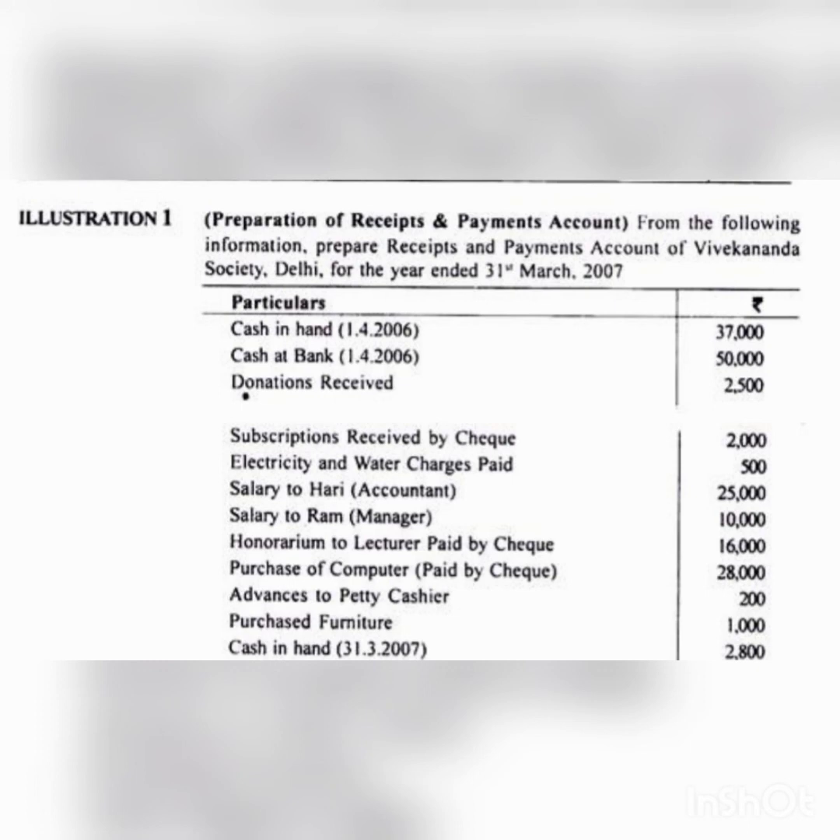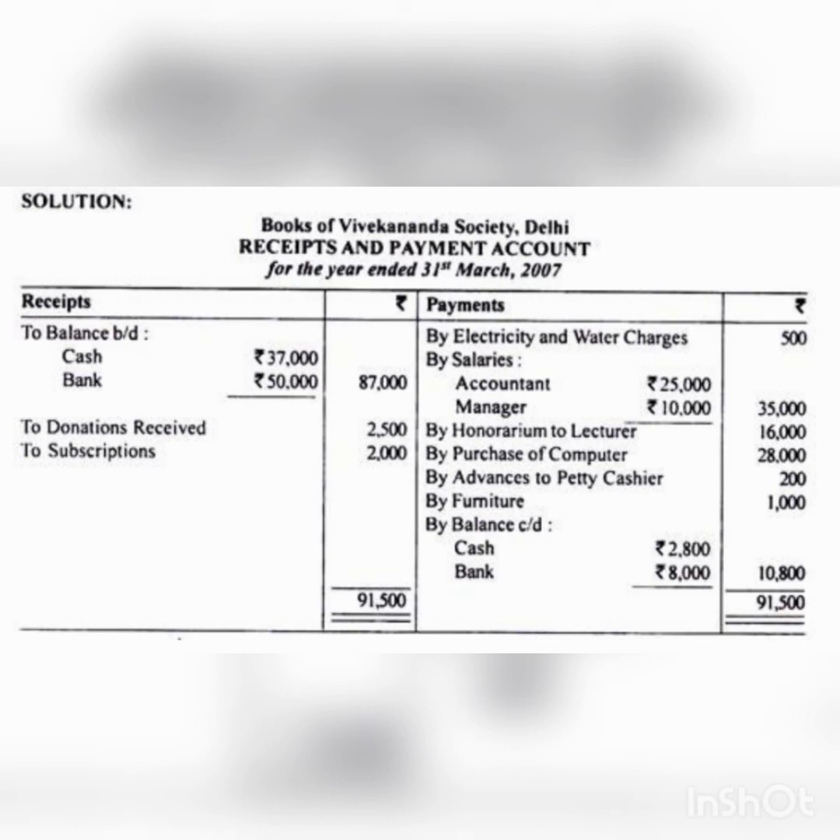Last item is cash in hand. Cash in hand at the end of the accounting period. So record the transaction on the credit side of receipts and payments account. Then find out the balancing figure. The balancing figure is cash at bank at the end of the accounting period. This is the method for preparing receipts and payments account.